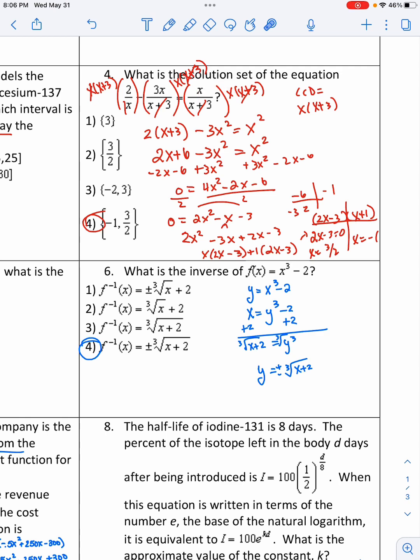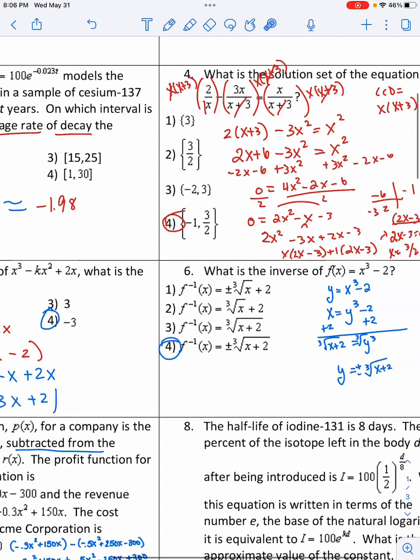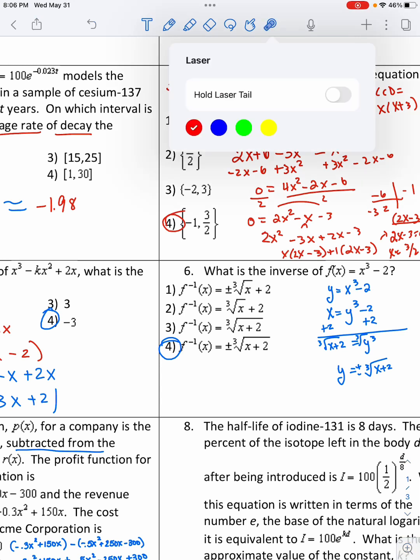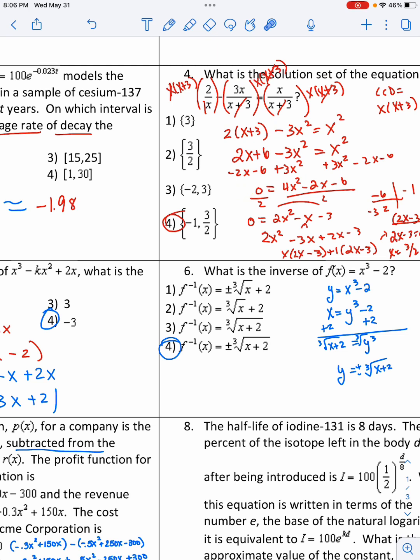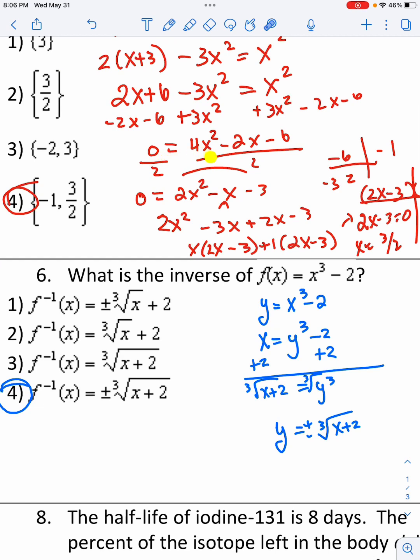Okay, and this is a quadratic. So we're going to set one side equal to 0 by just moving these terms over to the right-hand side. I like to keep the x squared positive, so I moved everything over to the left. So then we get 0 equals 4x squared minus 2x minus 6.